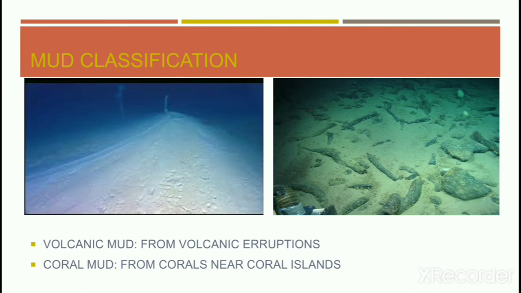Besides these, there are two more varieties of muds, as suggested by Murray. These are the volcanic mud and the coral mud. The volcanic mud comes into being due to volcanic eruptions. It is generally found in shallow areas near the volcanic islands. The coral muds are formed by the corals and other volcanic deposits. These are generally found near the coral islands.